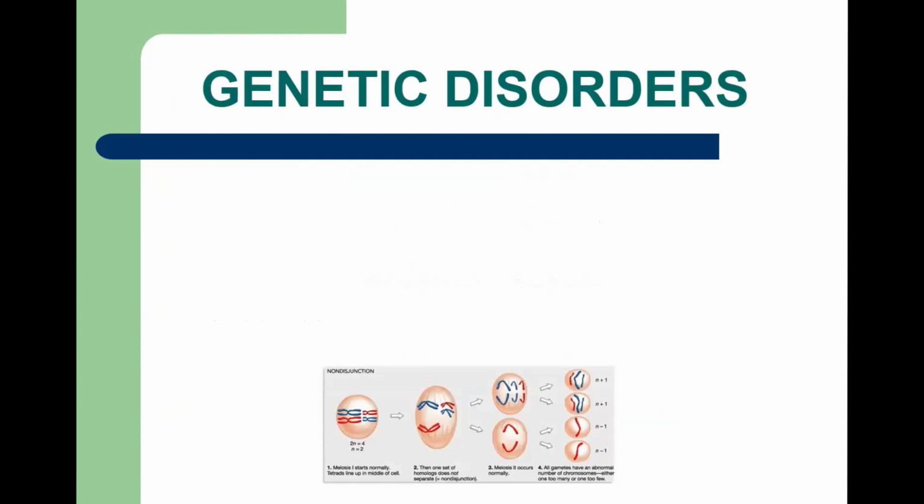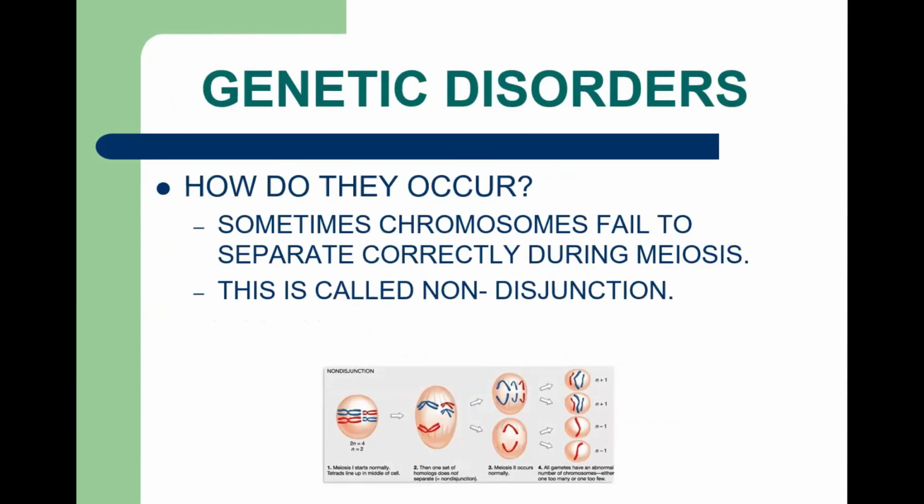The next thing is the genetic disorders. What are the genetic disorders that are caused by mutation, and how do they occur? Sometimes a chromosome fails to separate correctly during meiosis. This is called non-disjunction.